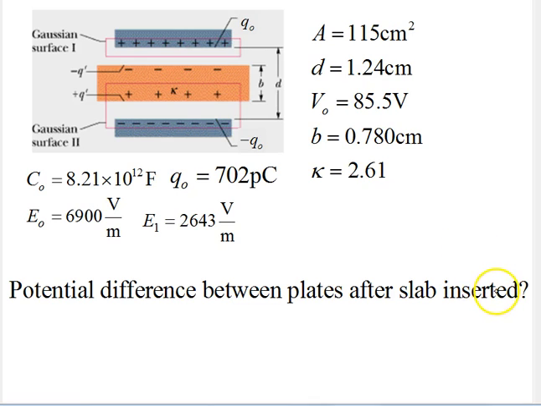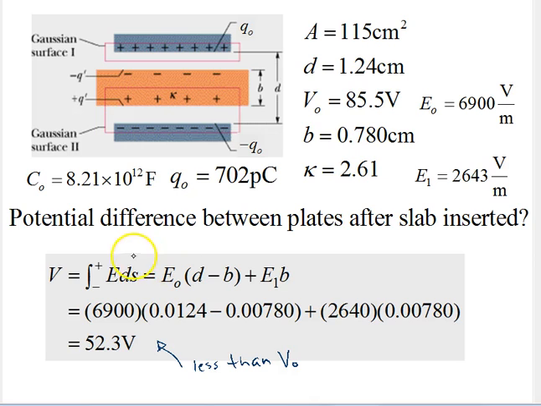So now what we want to do is find the potential difference between the plates after the slab is inserted. And we can do that using our line integral of E dot ds. So we'll move in the same direction as the electric field, so it'll just become E ds. But we have different electric fields throughout our integral from the positive plate to the negative plate. So we'll break up that integral into two segments. We're looking at this dielectric as though it's sitting right next to our negative plate. Since it's linear and uniform, it doesn't matter. So we have our E naught times (d minus b), plus our E1 times b.